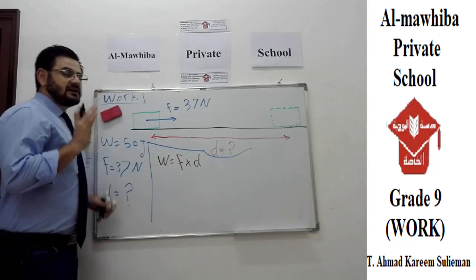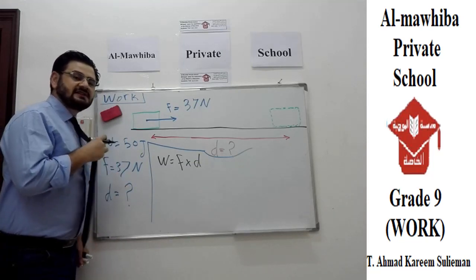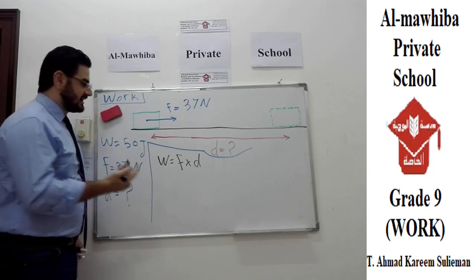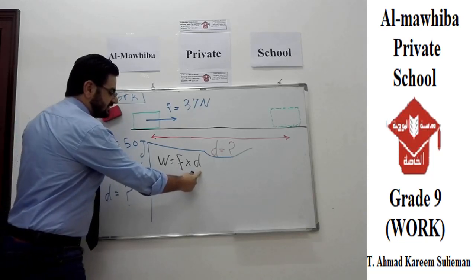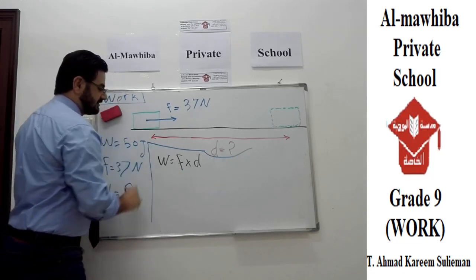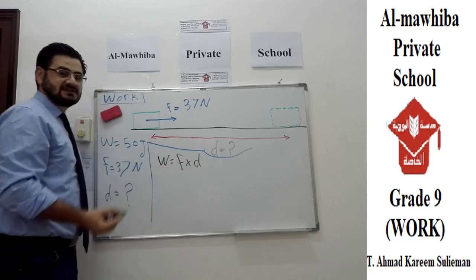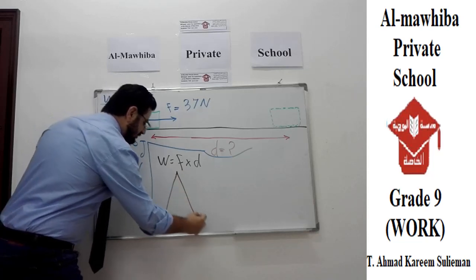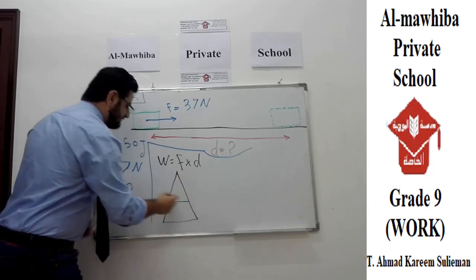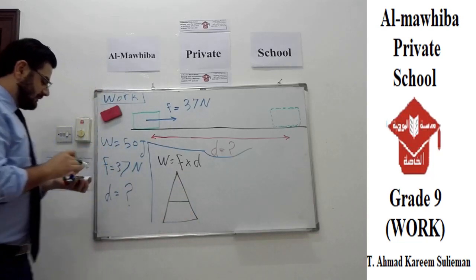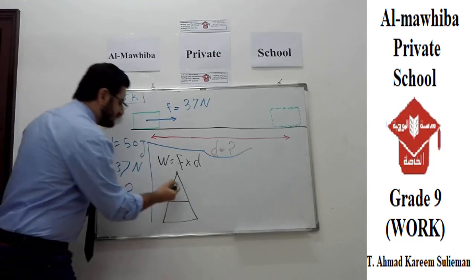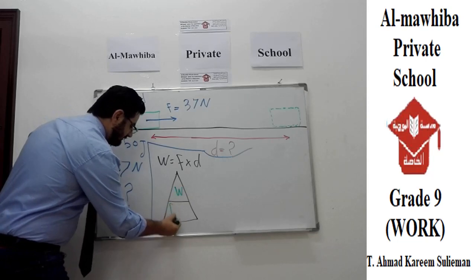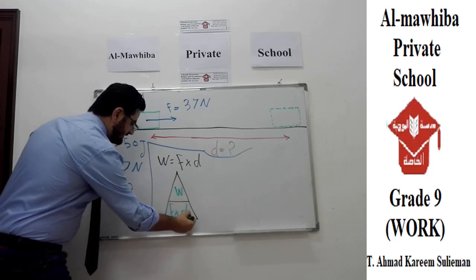Remember, when you want to calculate something, you have to isolate it on one side. So the distance here, we cannot find it because it's multiplied by the force, so we need to put it alone on one side. Let's put this formula in a triangle. Remember what we did in the previous video? We put it in this triangle. What do we put here? Up we put W, and down we put force multiplied by distance.